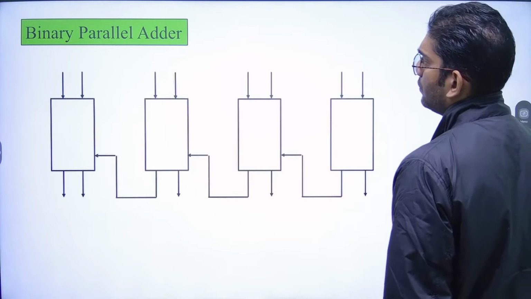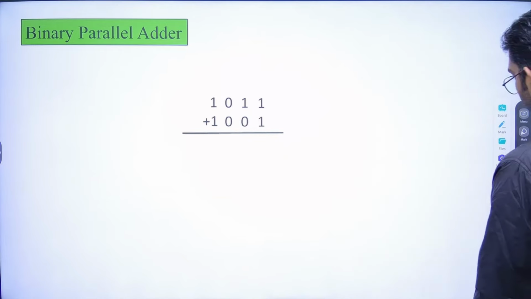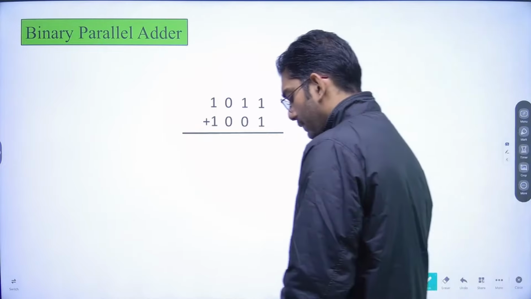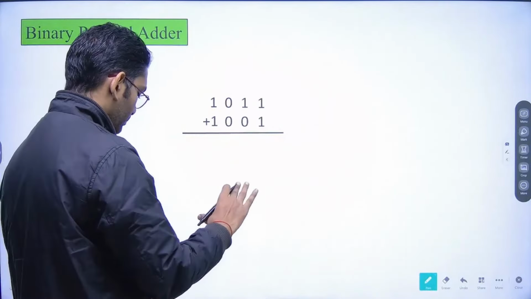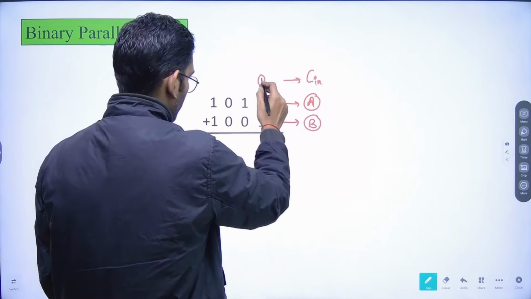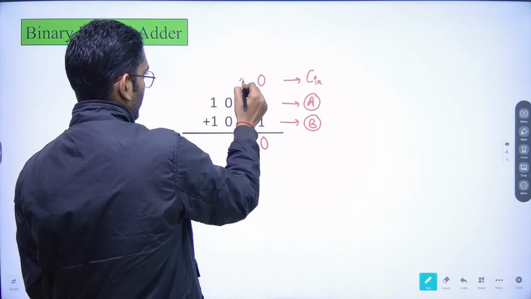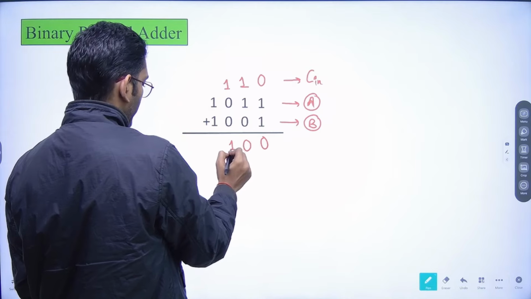I have explained this to you in the starting also. What was happening in the case of the binary parallel ladder? So here, if we can see, this is basically A, and this is basically B, fine. And here we would be getting C in. When we are adding from here, C in is 0, so we would be getting 0 here, and 1 as a carry over here. For this, we would get 0 here, and 1 as a carry over here. For this, we would be getting 1 here.